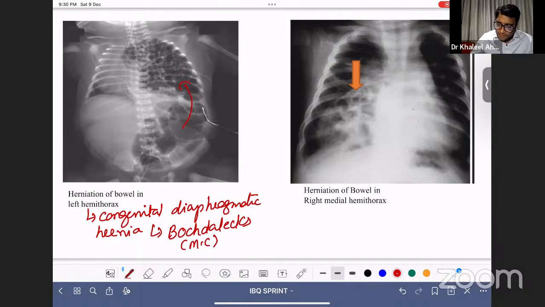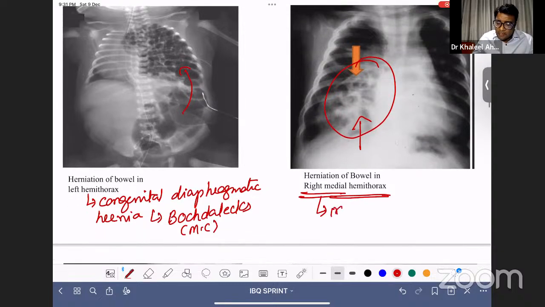What about this one? There is also herniation of bowel loops. There is herniation of bowel loops in the right medial hemithorax. This is on the right side and on the medial part of the right hemithorax. The right medial hemithorax. This is also congenital diaphragmatic hernia, but this is Morgagni. Morgagni is right anteromedial.